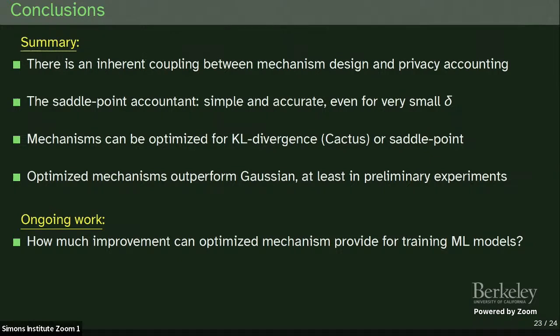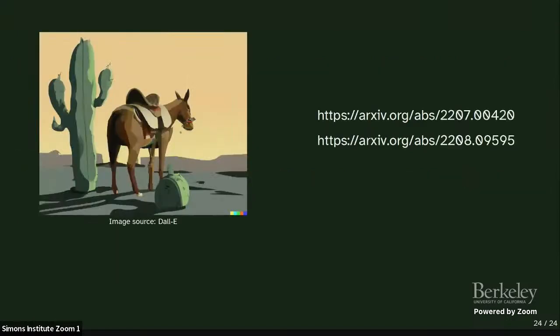And I should emphasize that that last slide is very much ongoing work. So yeah, we're still trying to understand exactly how much better you can get if you optimize a mechanism. Okay, so there's a cactus and there's a saddle and there are some arXiv papers. So thanks very much.